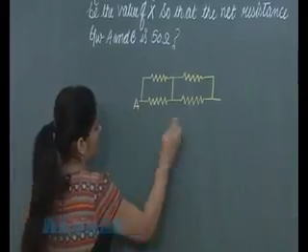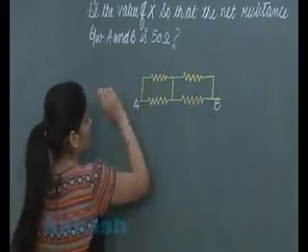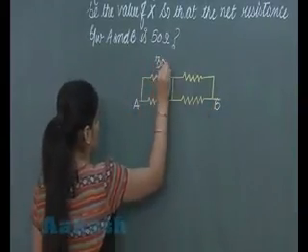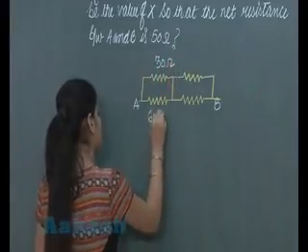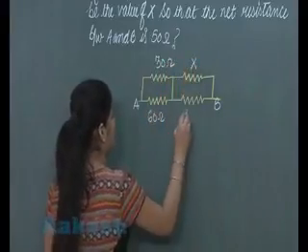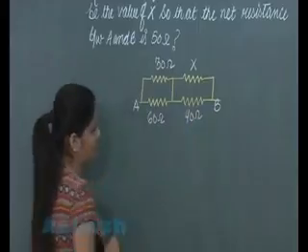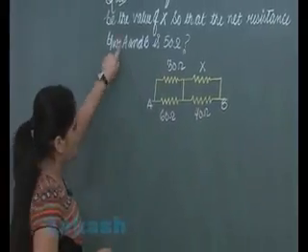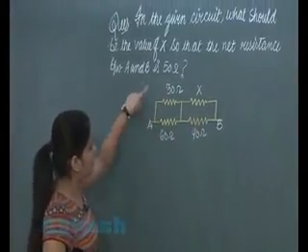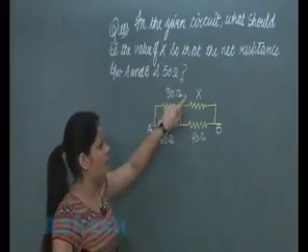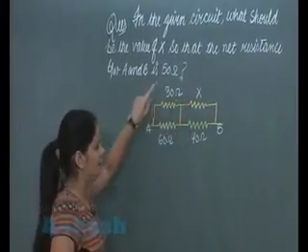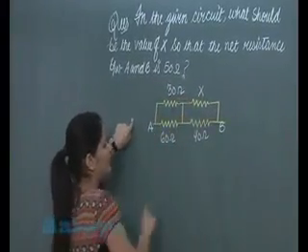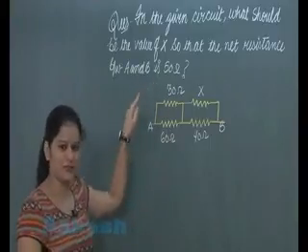This is point A, this is B, and the resistances are 30 ohm, 60 ohm, X and 40 ohm. So student, what's the question? In the given circuit, what should be the value of X? We have to find the value of X for which the net resistance between A and B is 50 ohm. Now student, let's solve the question.